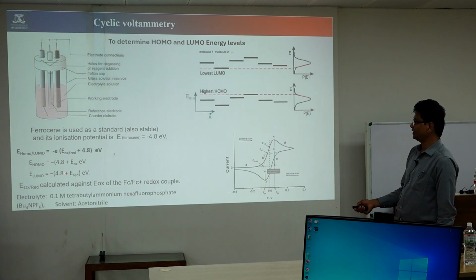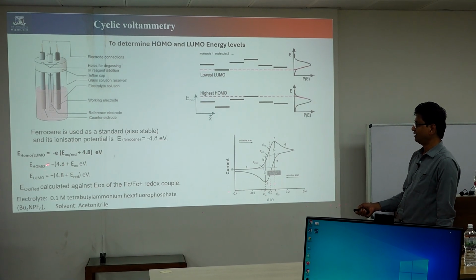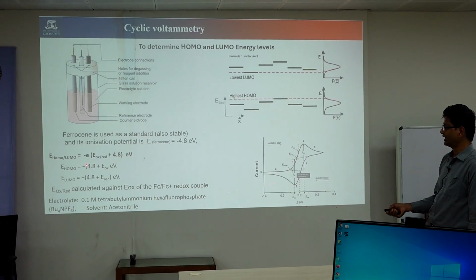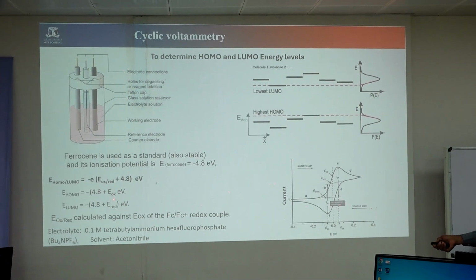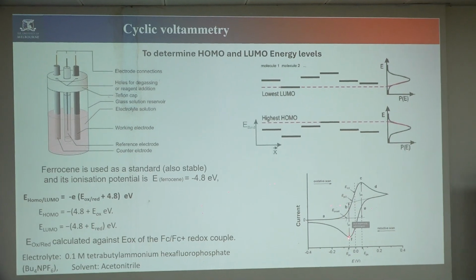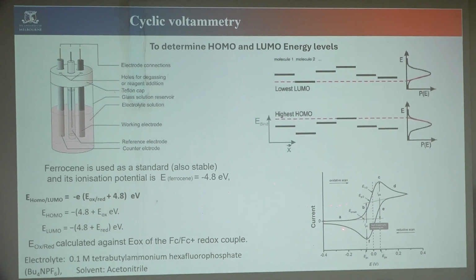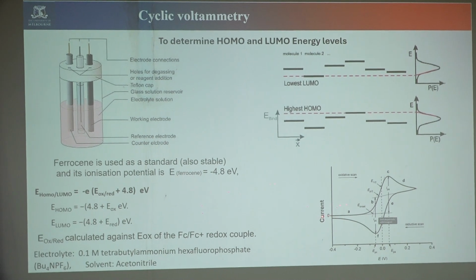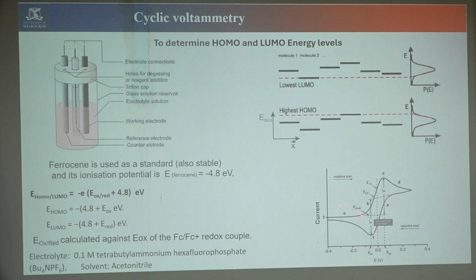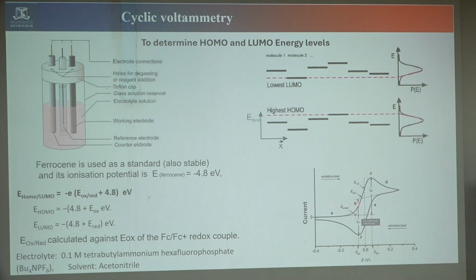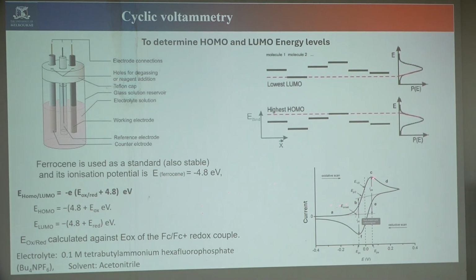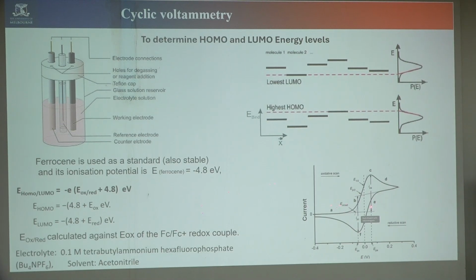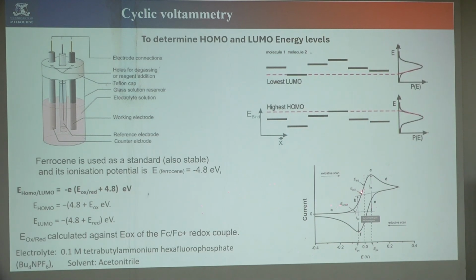Here is the formula used: HOMO level is 4.8, because we use a silver electrode as reference, so the conversion is 4.8, plus the oxidation potential. Where do we find this oxidation? For example, if this is a reference CV spectrum, it normally starts from here. When you sweep towards positive, this peak is called the oxidation peak, and then again the reduction peak. So this is the CV voltammogram for ferrocene.